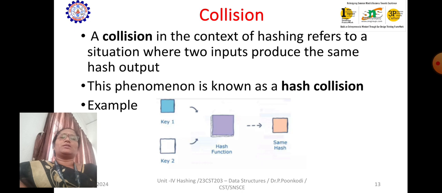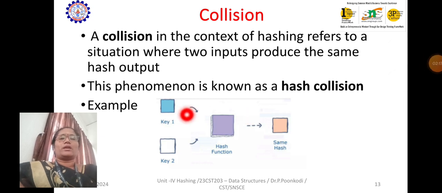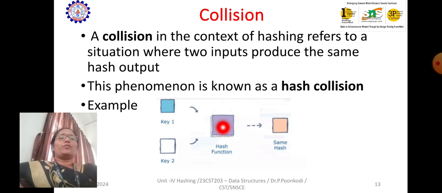Collision is a situation in hashing where two inputs produce the same index value. That is known as a collision. Two inputs producing the same output is known as hash collision. For example, consider the first key and second key. We use the hash function to find the place in the hash table, and both are requesting the same place in the table, so it is called a collision.